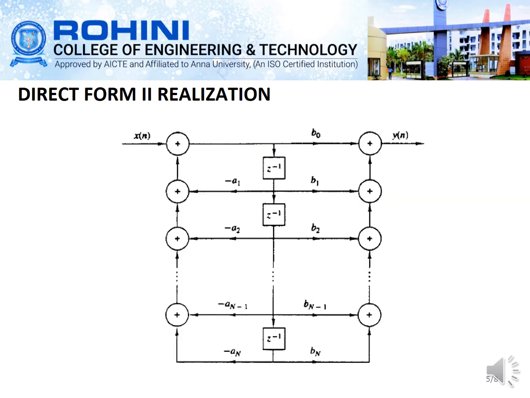Direct form 2 realization. The difference between direct form 1 and direct form 2 is that in direct form 1 we realize the denominator, the poles, and next we realize the zeros. But here we are just interchanging the order of poles and zeros, and then connecting them, and finally we obtain the direct form 2 realization. In direct form 2 realization, first we realize the poles, and next the zeros. Therefore, at first we use the summers, and in between the poles and zeros we use the delay element, that is z to the power minus 1. Therefore, this is the final structure of direct form 2 realization.